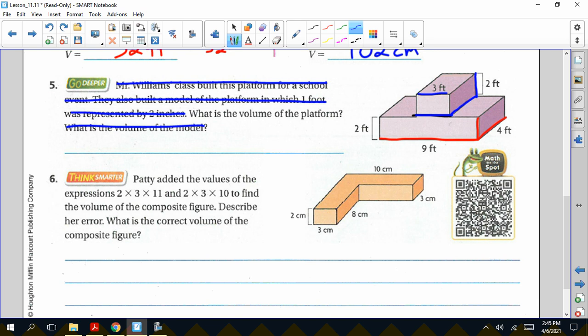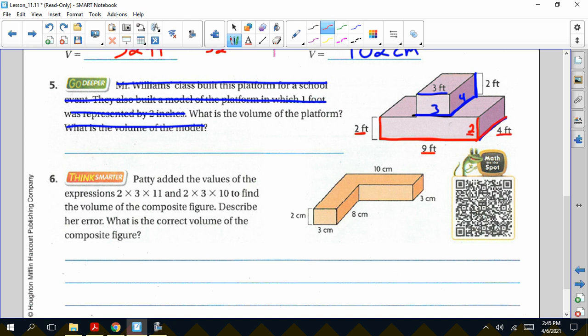Now remember, the length, or the width, excuse me, is the same here as it is here. So we're going to have 4 for the width. So we're going to take 3 times 4 times 2. On the bottom figure, we're going to go 9 times 4 for the height. It's the same as it is over here. So that is also 2. 9 times 4 times 2.